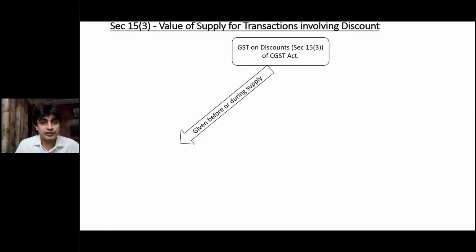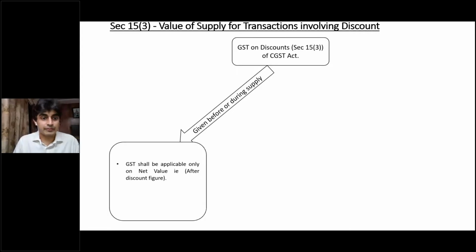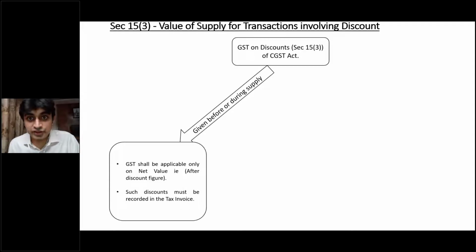Chalo, first nature. See this first. Discount is given during supply. जब आपको कुछ buy करना है तब, or before supply. GST shall be applicable only on net value after discount. Okay, 1 lakh का है, I give you 10% off. So GST will be charged only on 90,000. Trade discount, you can say. However, this 10% discount must be recorded in the tax invoice.